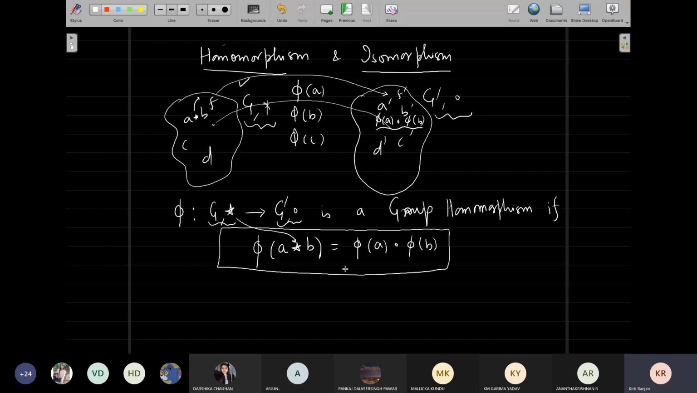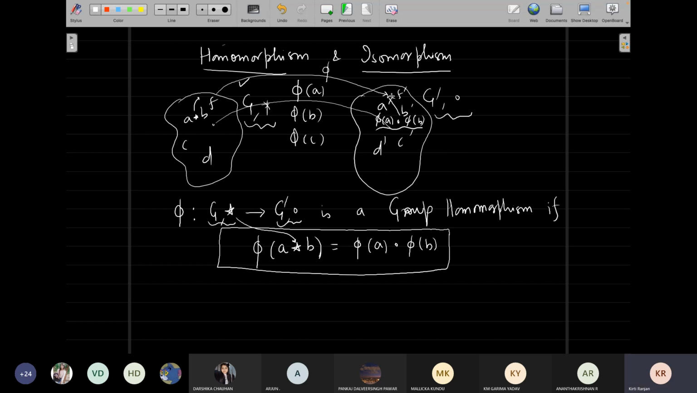So if you look into this relation, it is a very important constraint: if you take a composition A star B in one group and take the map of that under phi, it will take you to an element which is nothing but the composition of the two elements phi A and phi B, which were the images of your original A and B. That composition will give you exactly this F prime. So this map is defined as a group homomorphism if this relation, phi of A star B equals phi A dot phi B, holds true.